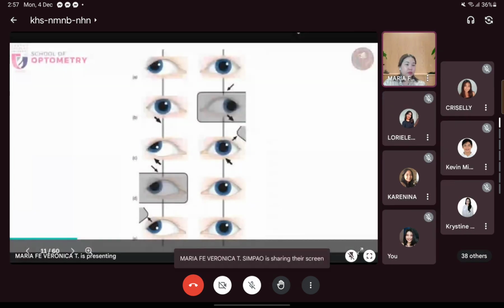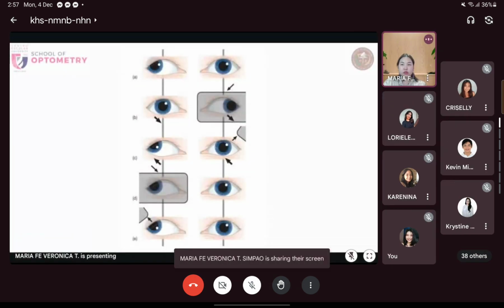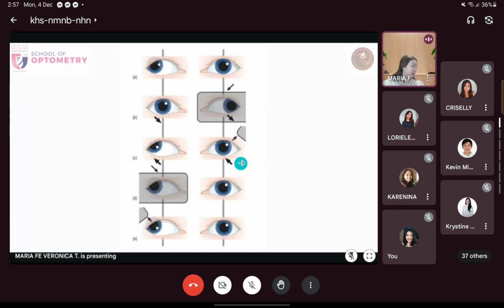Okay. Nakikita na yung image? How about with this one? What do you think is the deviation present?